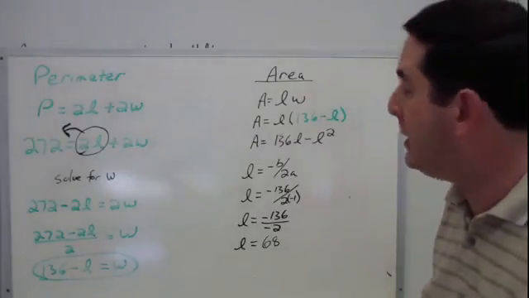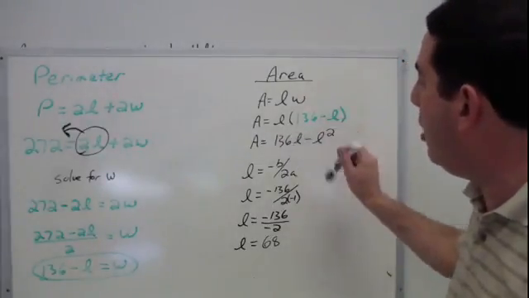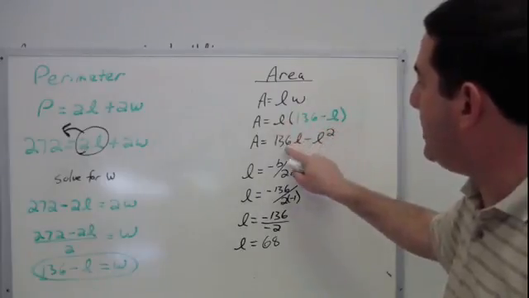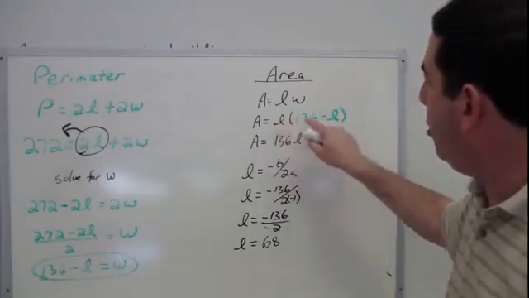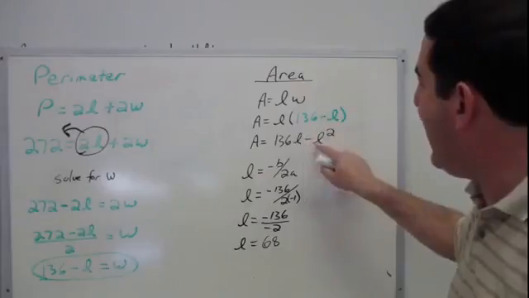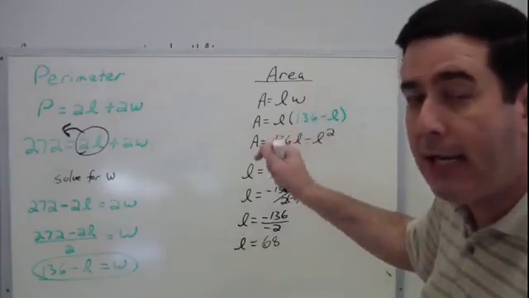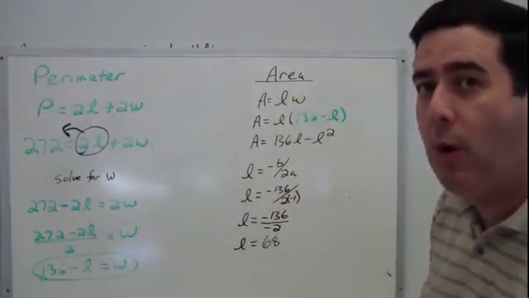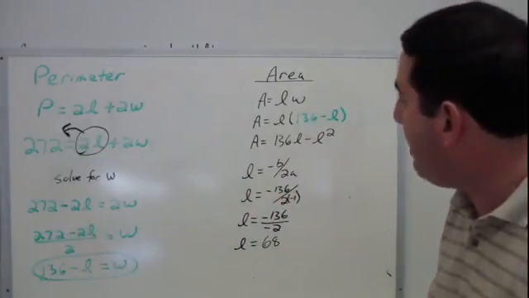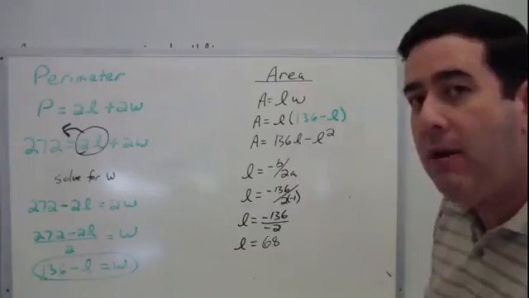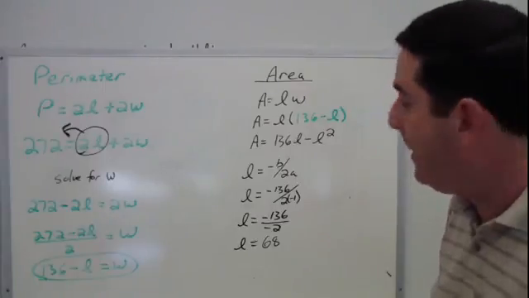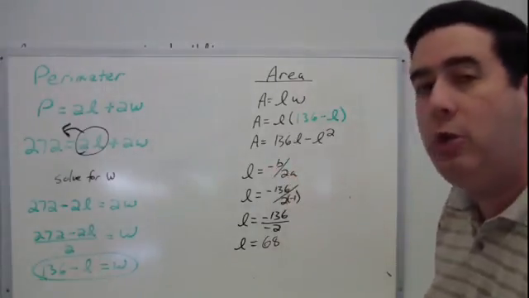Look at the magic that's going to happen when we distribute here. L times 136 is 136L. L times negative L is negative L squared. There is that quadratic, that square term that we need. Now, just like before, we know a way to figure out what L is going to be. It's negative B over 2A.